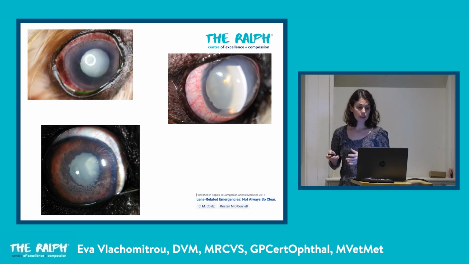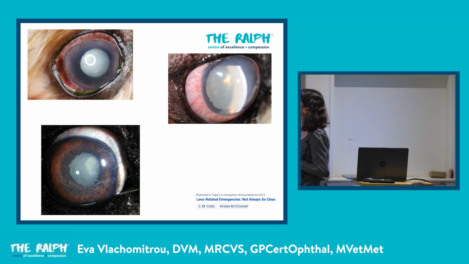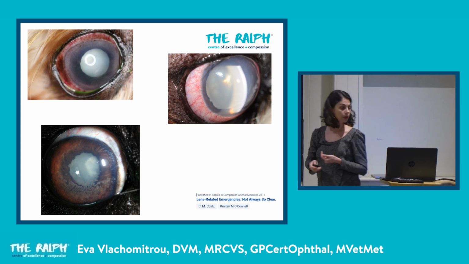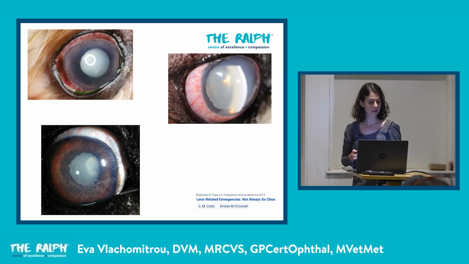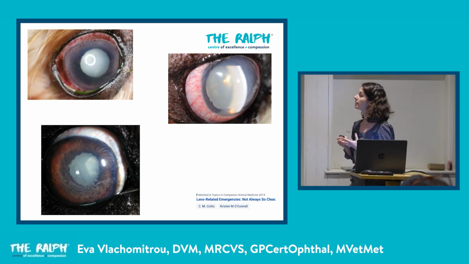These photos here show you phacolytic uveitis. So on the photo on the top right, you can see the corneal edema, you can see the episcleral hyperemia, you can see the corneal vascularization as well, and the iris hyperpigmentation.